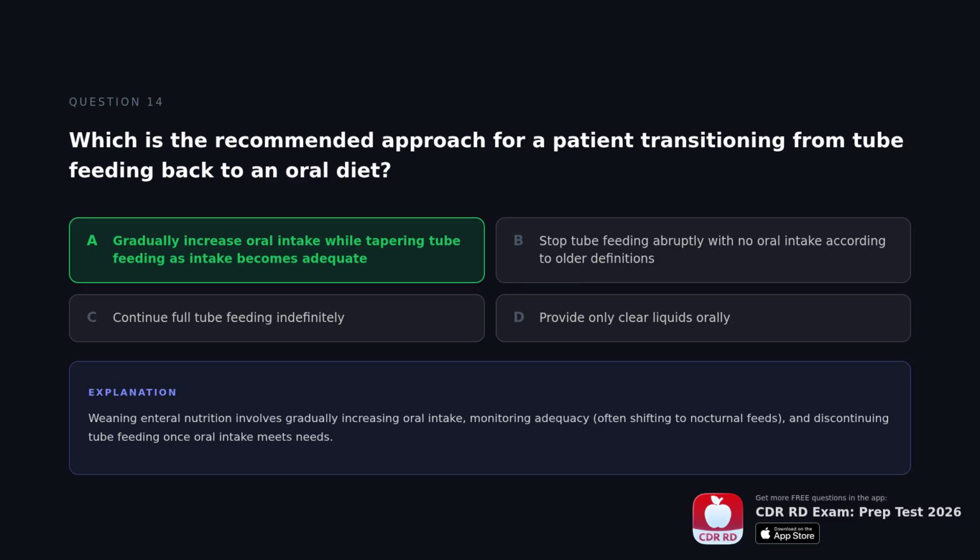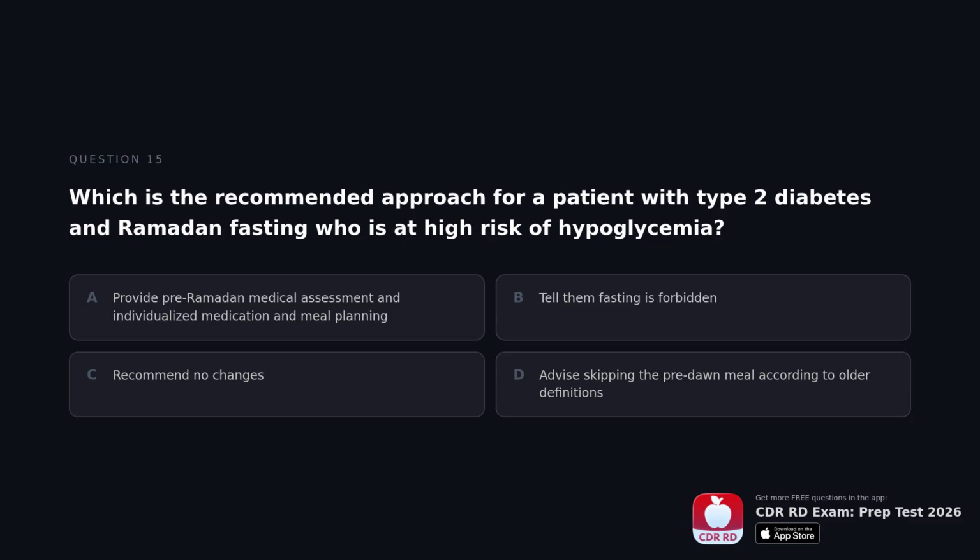oral intake meets needs. Which is the recommended approach for a patient with type 2 diabetes and Ramadan fasting who is at high risk of hypoglycemia? A. Provide pre-Ramadan medical assessment and individualized medication and meal planning. B. Tell them fasting is forbidden. C. Recommend no changes. D. Advise skipping the pre-dawn meal according to older definitions.